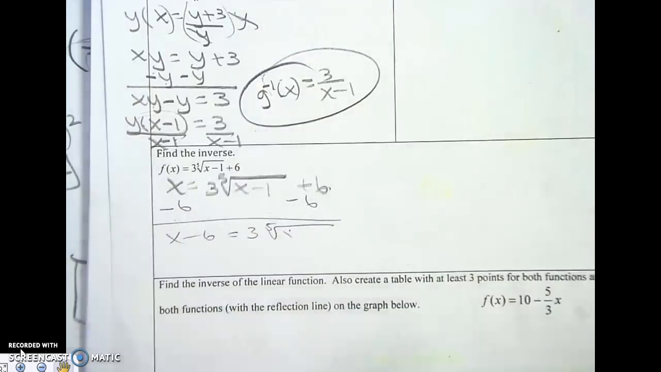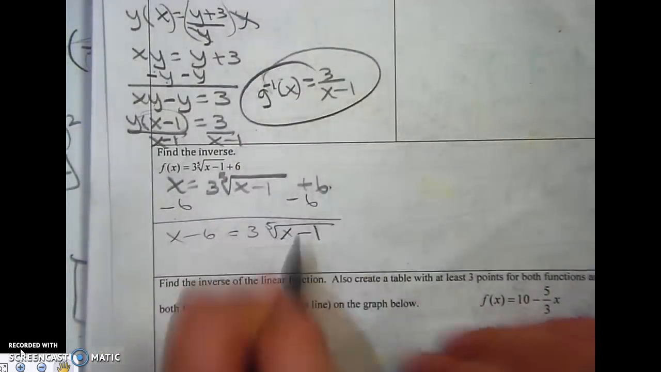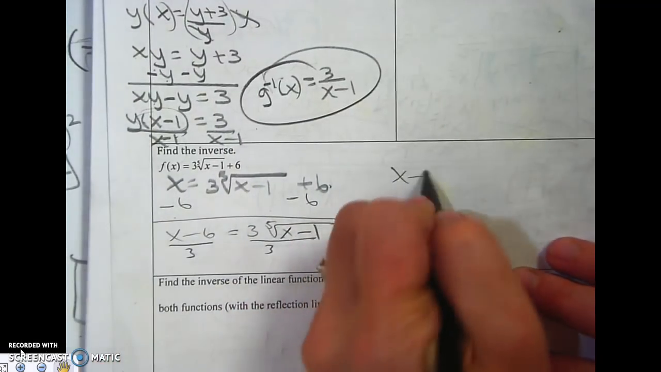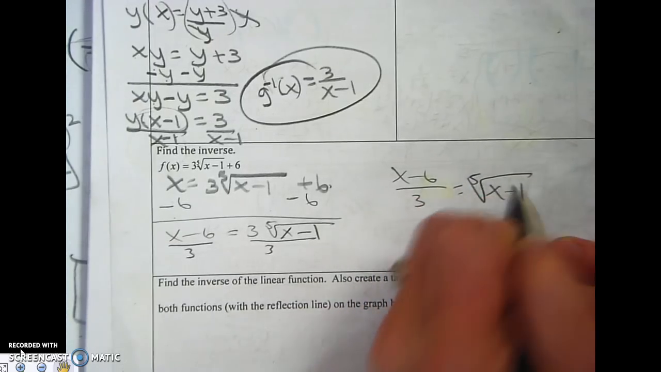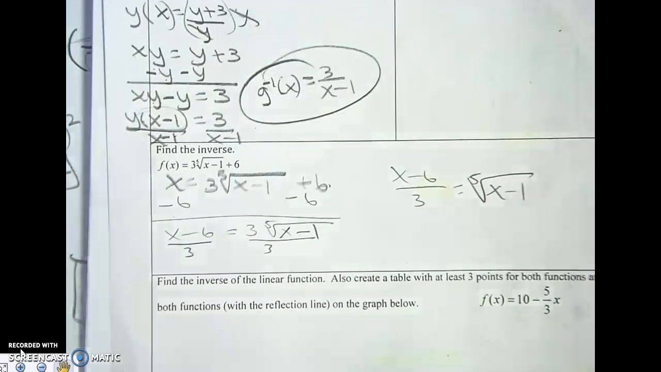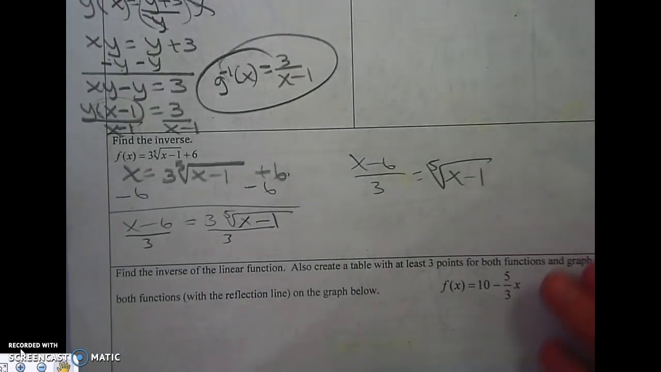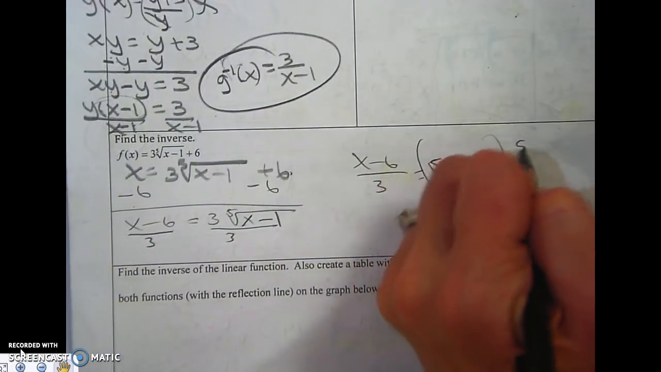It's a pretty similar problem. Okay. Now I divide by 3. I get (x minus 6) over 3 equals the 5th root of x minus 1. Okay. And now what I'm going to do, oh, let's say the 5th root. Okay, so now what I'm going to do is take it to the 5th power.